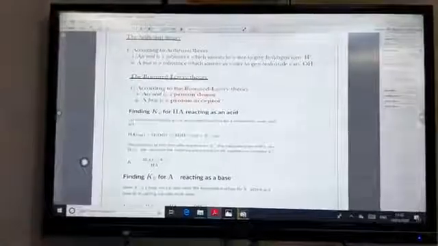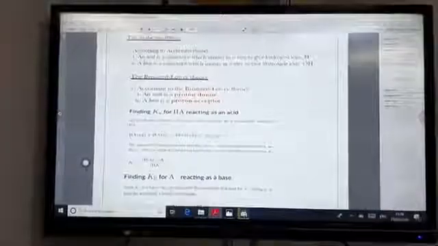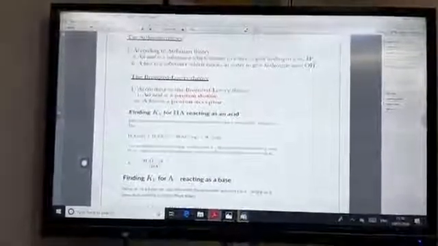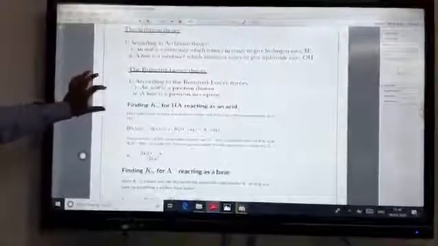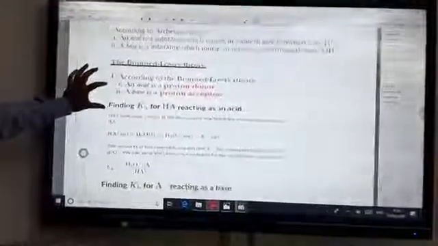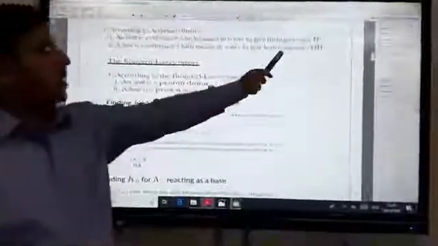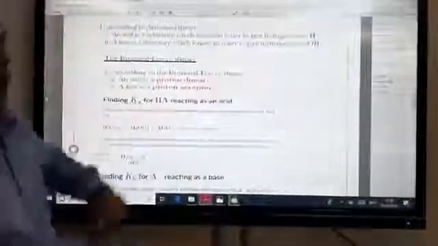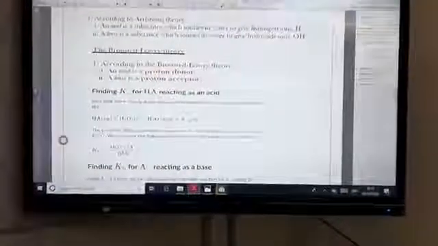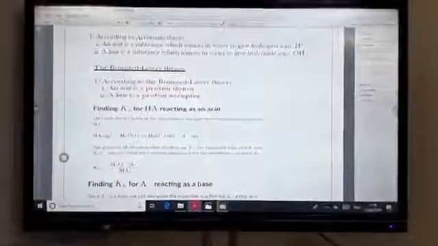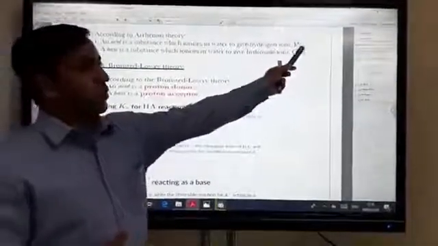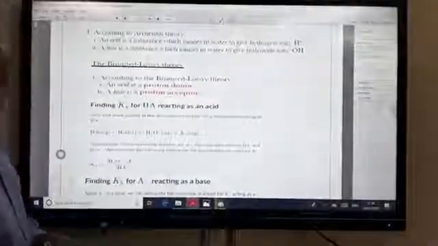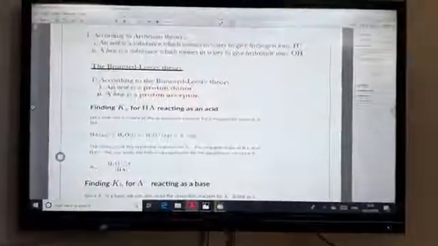So the first one is, according to Arrhenius theory, an acid is a substance which ionizes in water to give hydrogen ion. As given there, very clear here, those that give hydrogen ion we call acid, and those substances which ionize in water to give a hydroxide ion, OH minus, we call this one base.